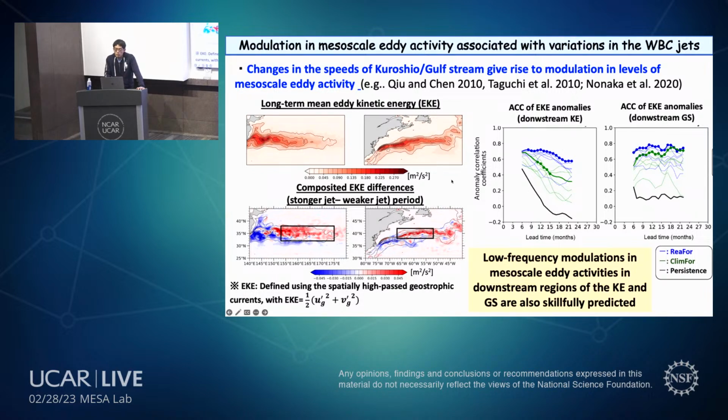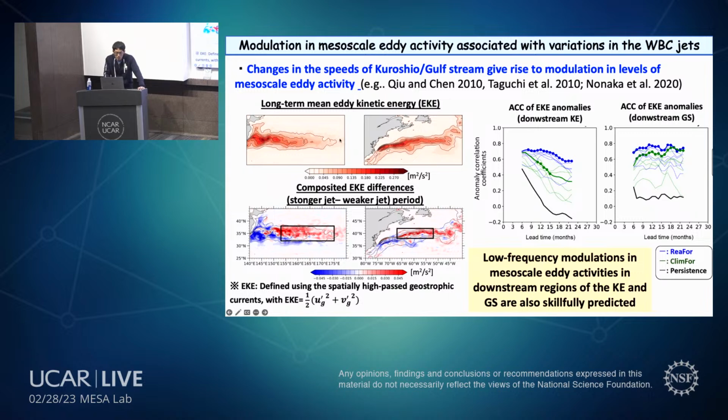And although the individual eddies are very chaotic, like atmospheric storms, the convective amplitude of eddies undergoes distinct low frequency variation associated with a change in background flow pattern. To demonstrate this point, here we show the long-term mean eddy kinetic energy in the Kuroshio extension and Gulf Stream region. You can see a band of strong mesoscale eddies along the axis of the jet in both jets.